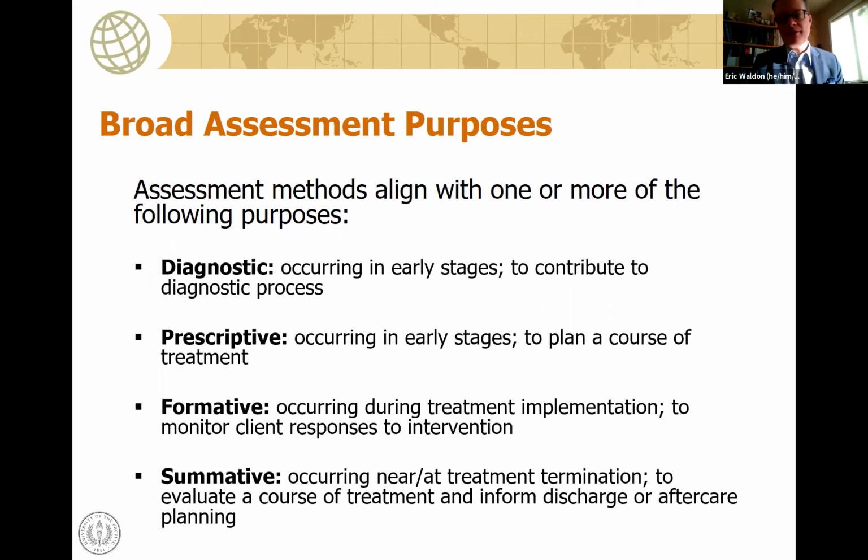And then we have summative assessment. Summative assessment happens towards the end of a course of treatment, near the treatment termination stage. And here's where we're evaluating a course of treatment to inform discharge or aftercare decisions. So aftercare decisions or aftercare planning, it's a term you sometimes use here in the United States, where we're talking about what does follow-up care look like for the client? Does it involve some form of continuing use of music in some way?